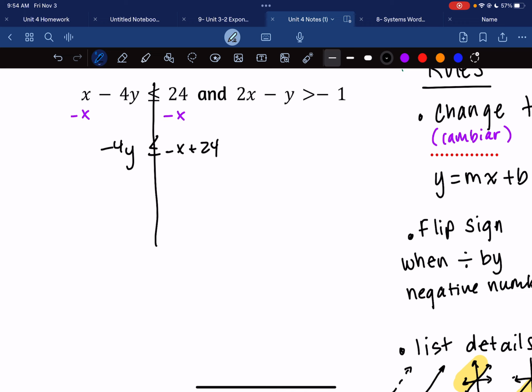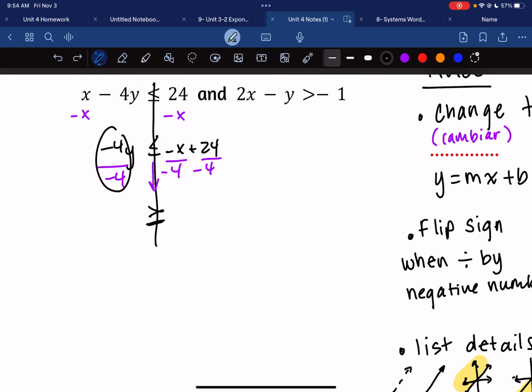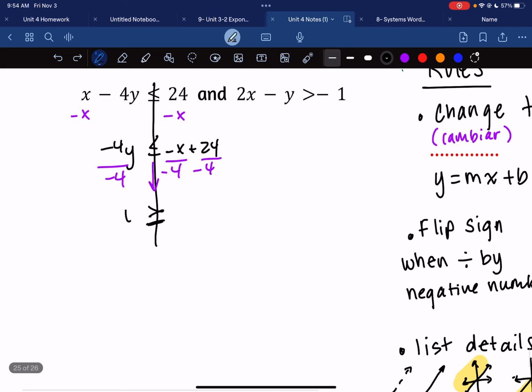If I'm going too fast, just pause the video. After this, make sure you divide by a negative 4. Oh, hold up. I'm dividing by a negative number, right? So this means I need to definitely flip my sign before I do anything else. Let's simplify. You need to plug this, this, and this all in the calculator to see what that simplifies to. So we got 1 over 4x minus 6. There's my first one.